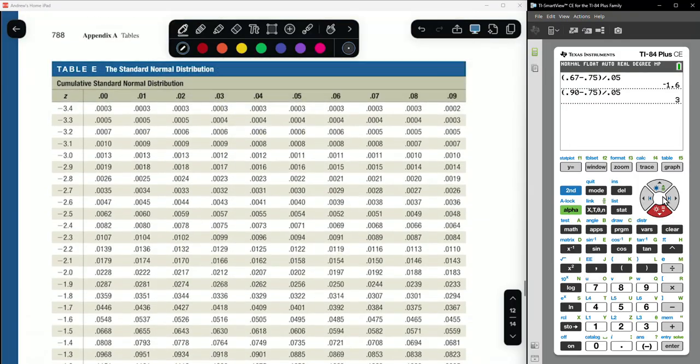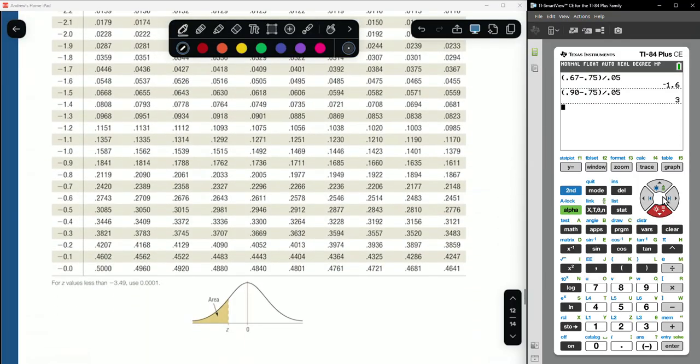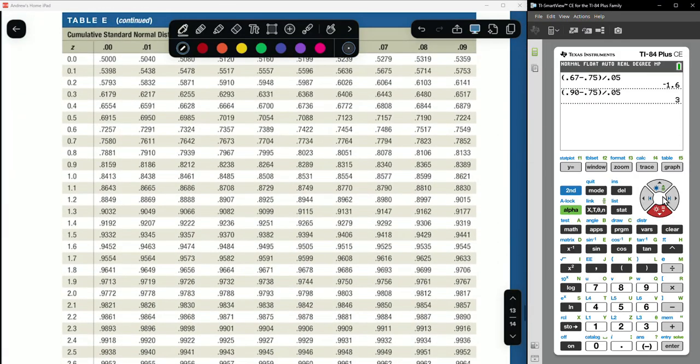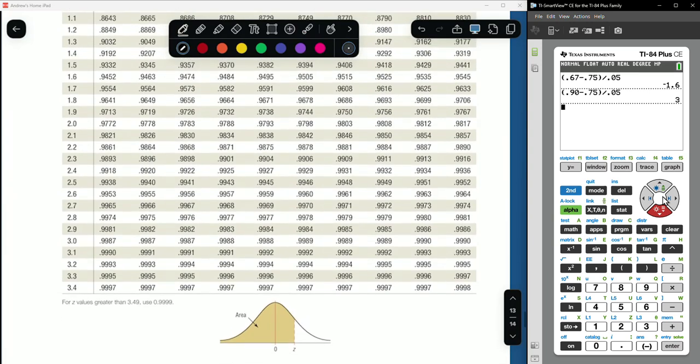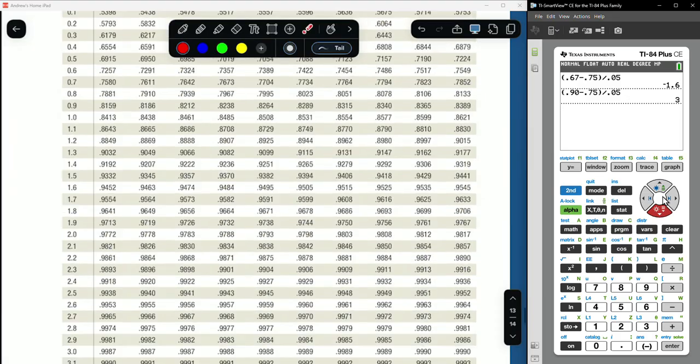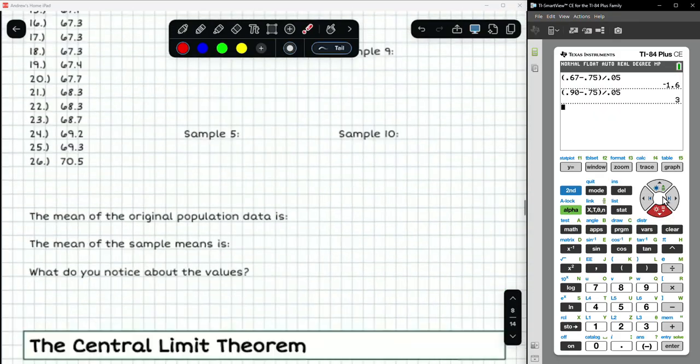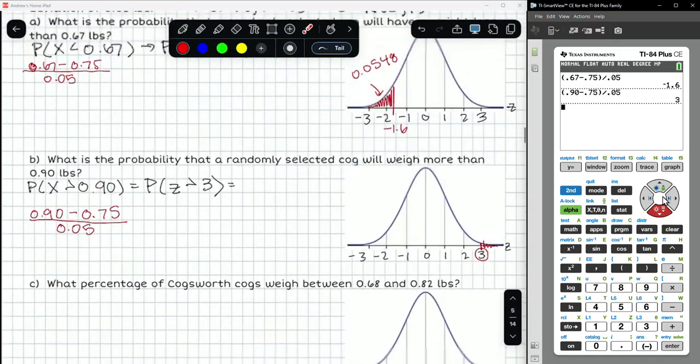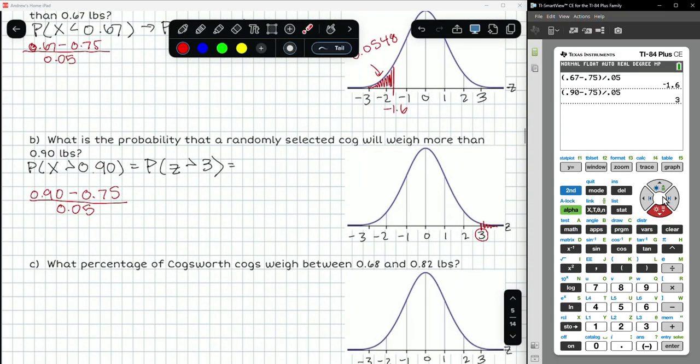So notice this first page is where Z's are negative. I want a positive 3, which is all the way down here. So 3.0, and I know the second 0 is this one. And it says 0.9987. And the reason it says 0.9987 is that 0.9987 is this area here.